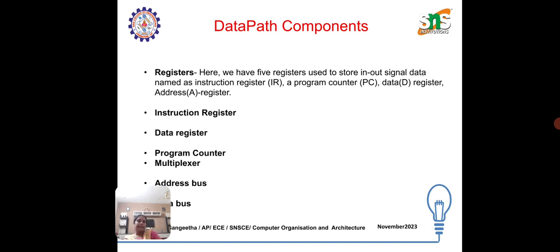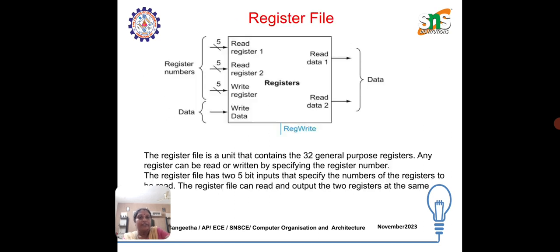Let us next move on to the main components of the data path. These are the main components: registers, instruction memory, data memory, register file, program counter, multiplexer, sign extend, address bus, and data bus. These are the major components for designing a data path for executing an instruction. First we'll discuss the register file.